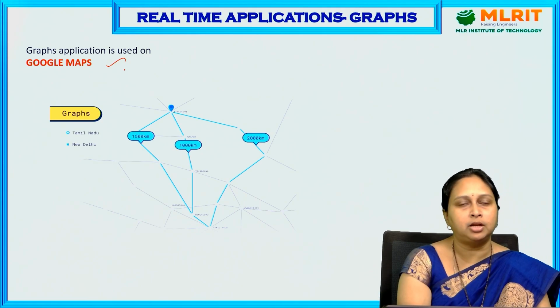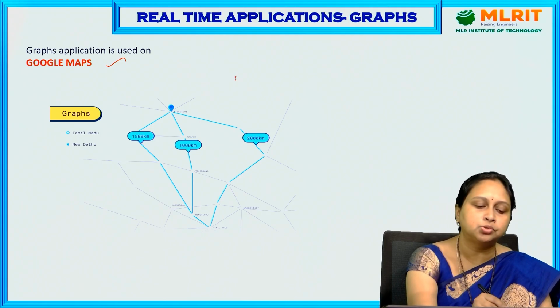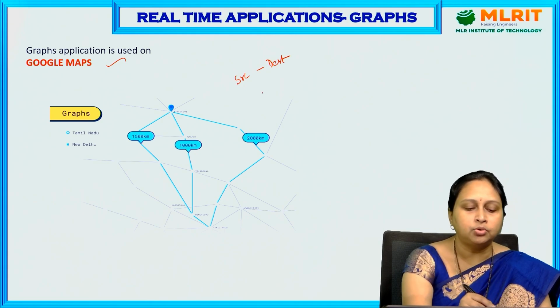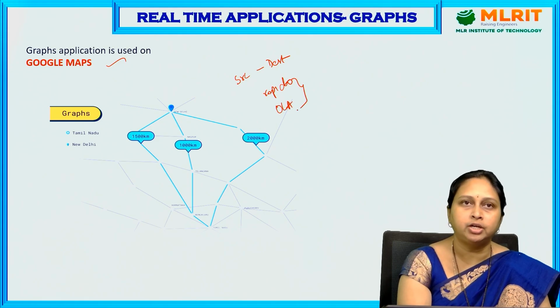Many of you have been using Google Maps, right? From one location, the source, to a destination you want to reach. You may be looking into Rapido, or you may be using Ola. In all these places, we are going to use Google Maps.